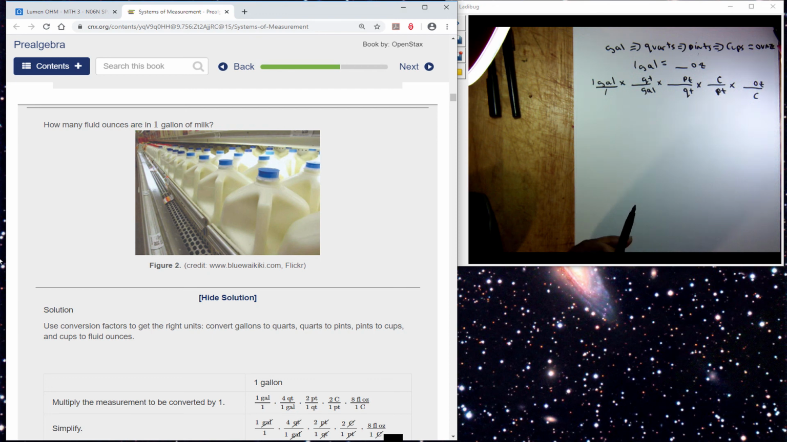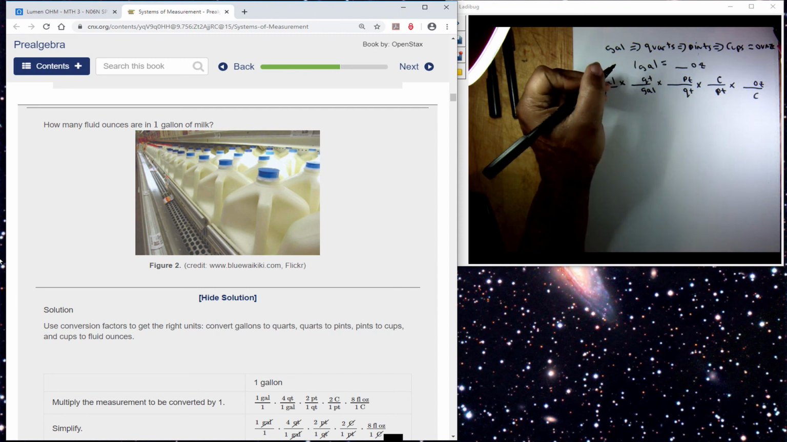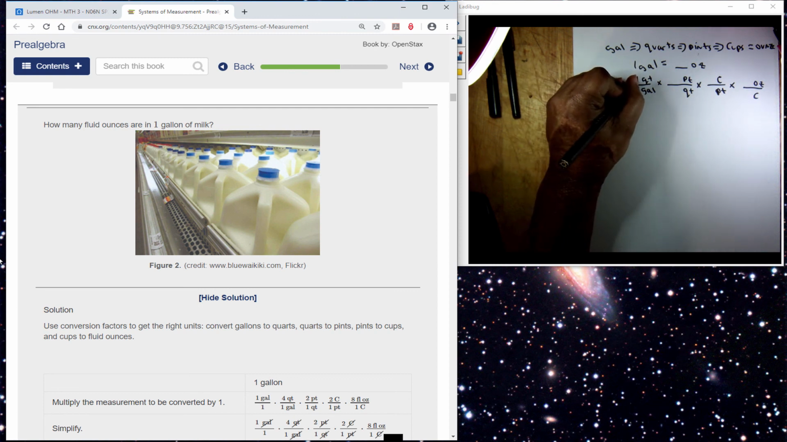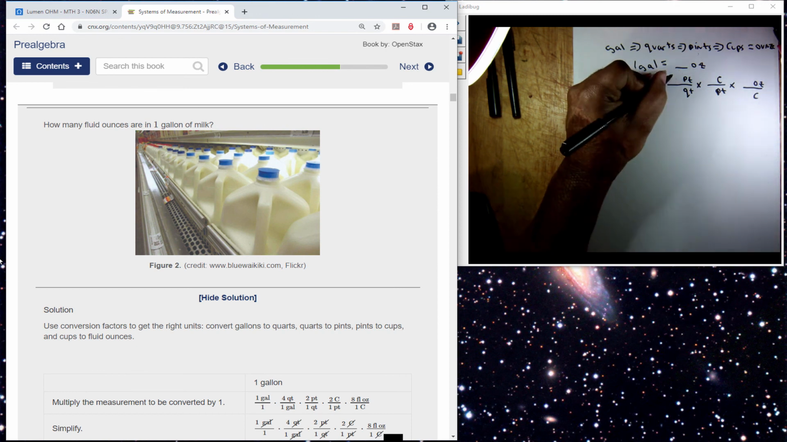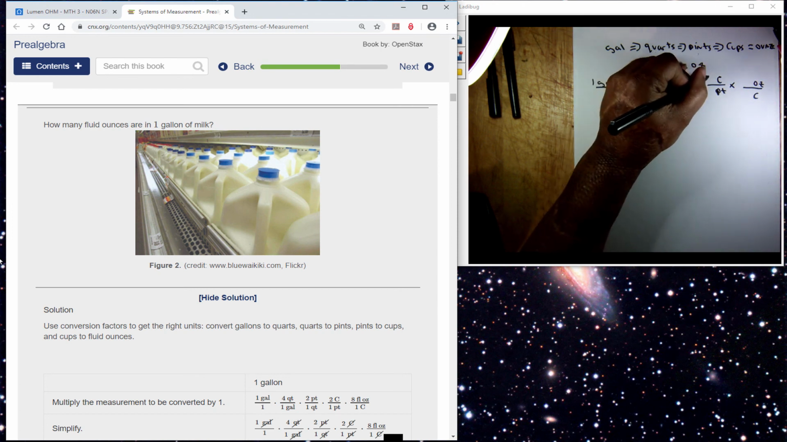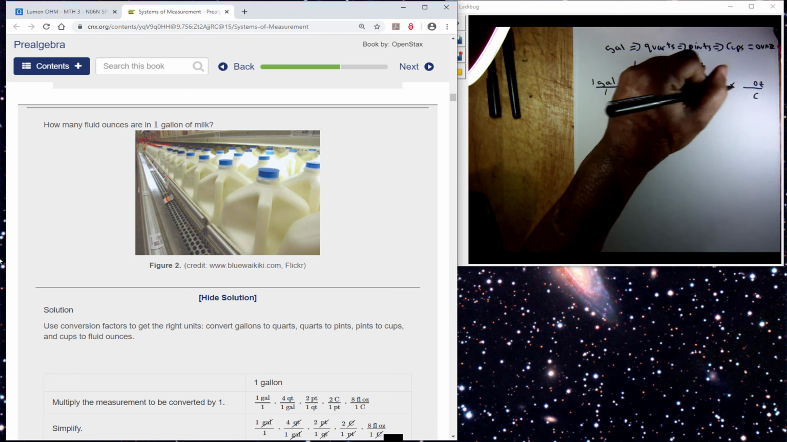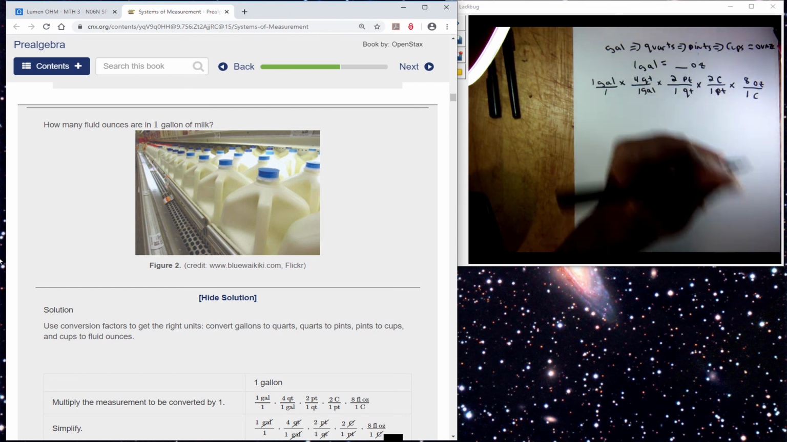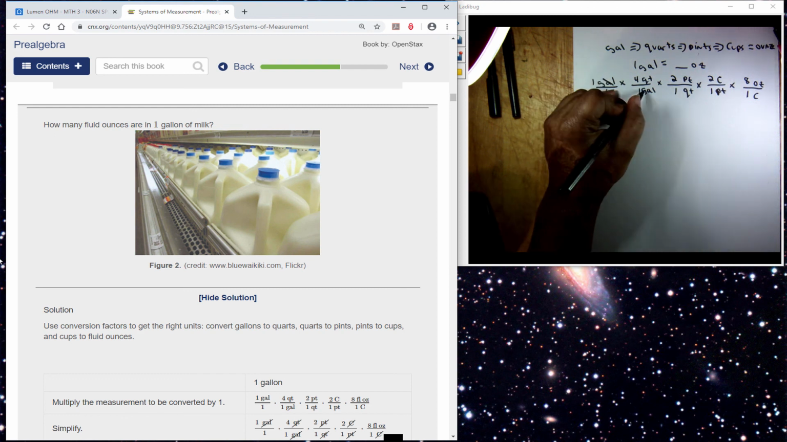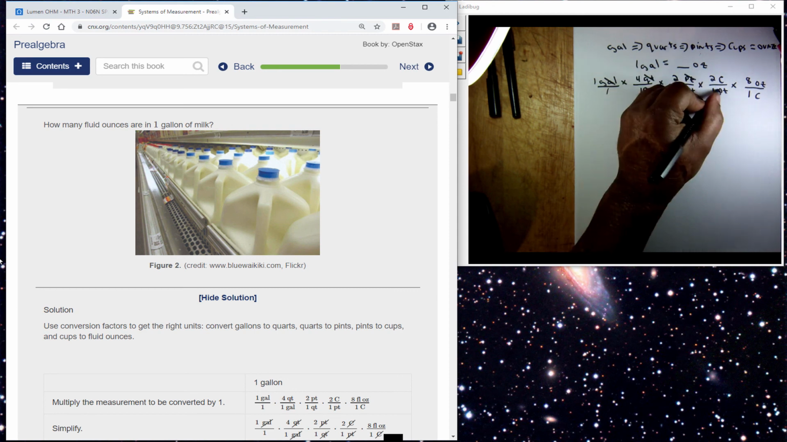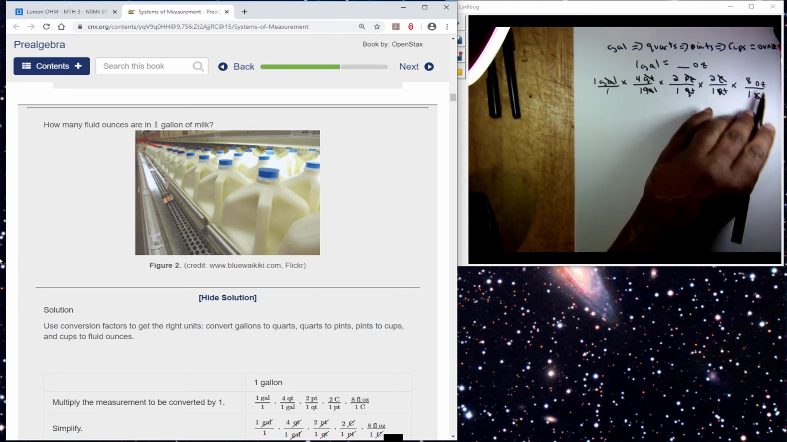The relationship between quarts and gallons. Well, I know that there are 4 quarts in 1 gallon. Between pints and quarts, I know that 2 pints make up 1 quart. And I know that 2 cups make 1 pint. And I know that 8 ounces make 1 cup. Okay. So now when I multiply, gallons cancel out, quarts cancel out, pints cancel out, cups cancel out. The only unit that's left is ounces.